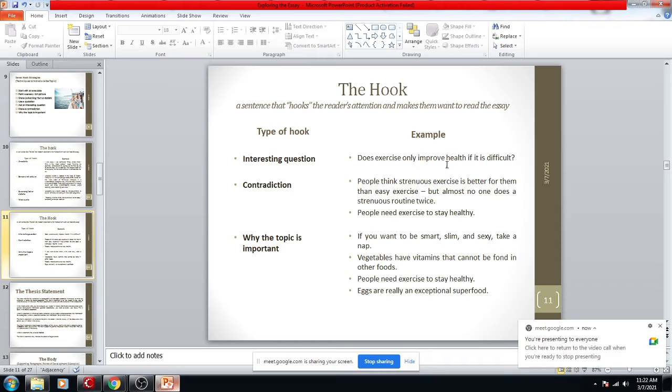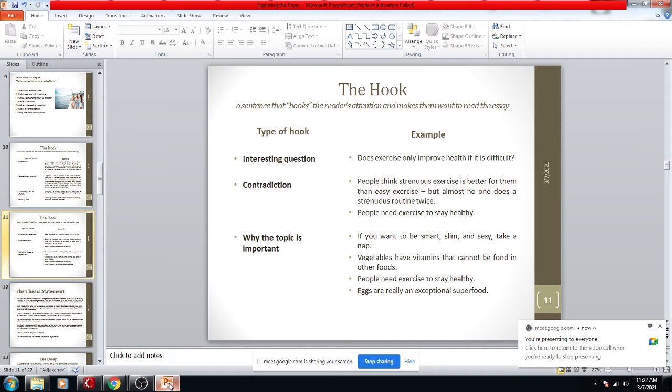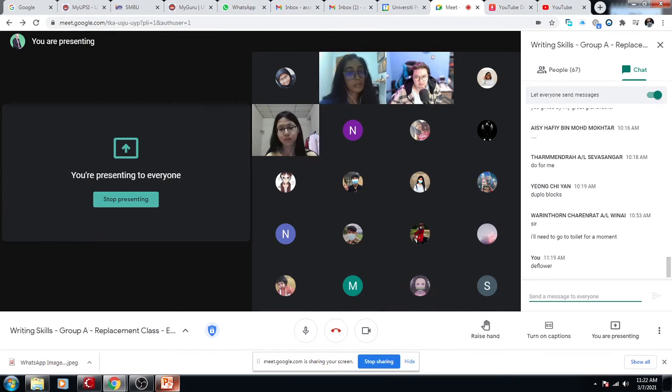Does exercise only improve health if it is difficult? Is the reader hooked? Thinking? If I were reading this, I would think about it for a while. Okay, this thinking means that you have been caught and you want to read further.